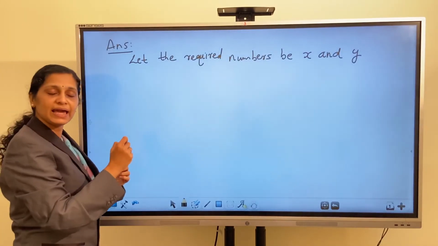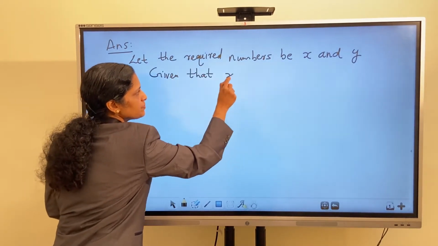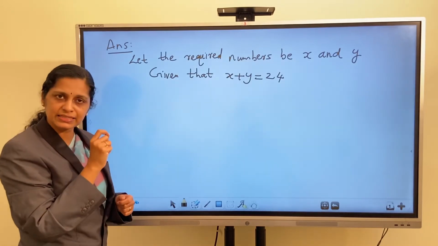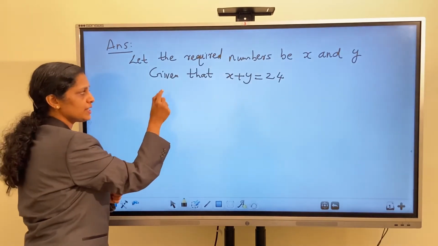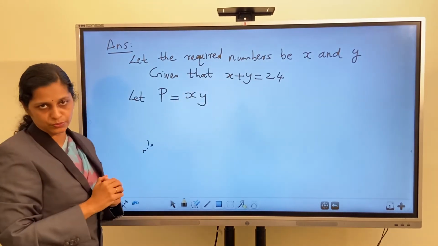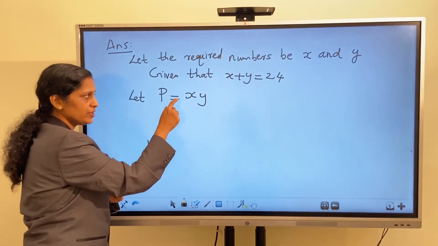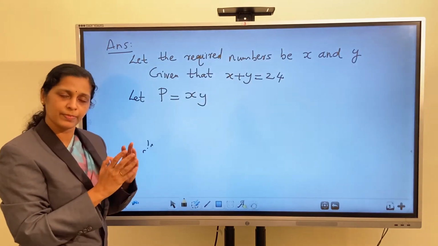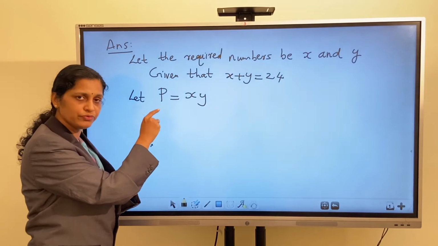Let the required numbers be x and y. Given that x plus y is equal to 24. The question is to find the values of x and y so that the product xy is as large as possible. Therefore, I am going to take that product xy as a function. Let p is equal to xy. This is the function and we need to find the points which maximize this product. We know that for a function, its maximum or minimum happens at the critical points of the function. Therefore, we are going to find the critical point for this function.